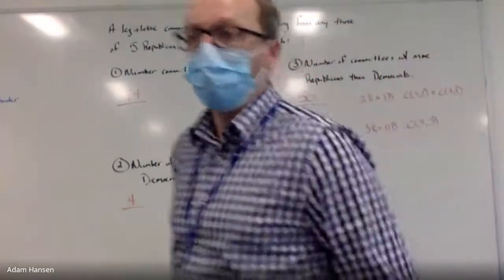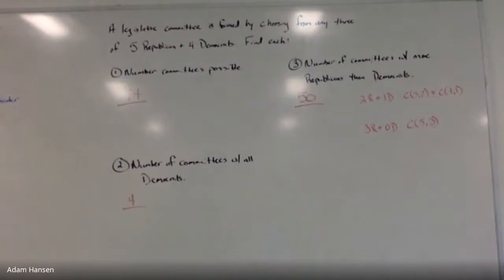The answers are 84, 4, and 50. Anybody need any extra help with that? Claire, how'd you come up with it? Let's go backwards here. How many Republicans are there to choose from? So it'd be 5 choose 3, and then no Democrats, so this would be 4 choose 0.